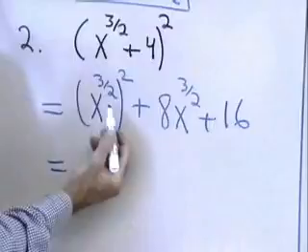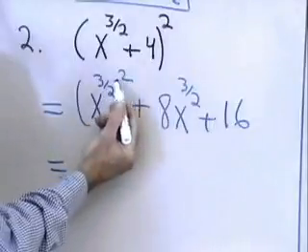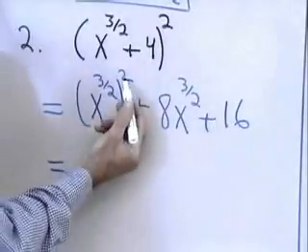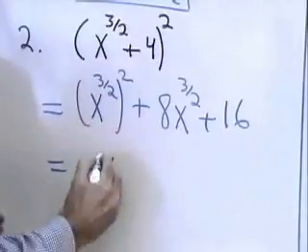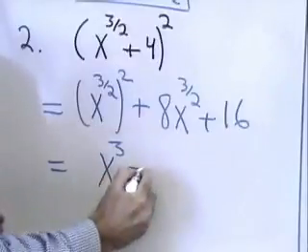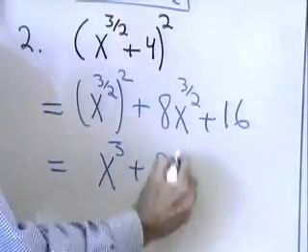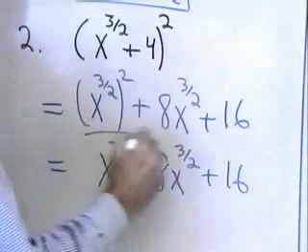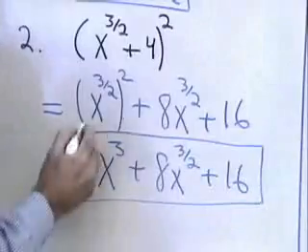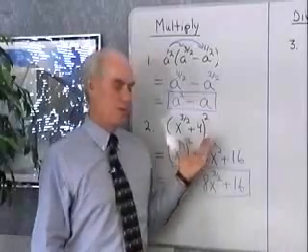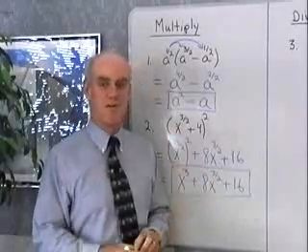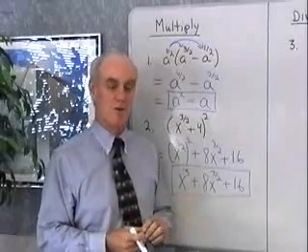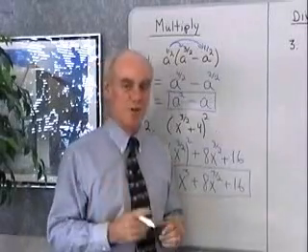Now I can simplify here. x to the 3/2 to the second, I multiply exponents. 2 times 3/2 is going to be just 3. So I have x to the third plus 8x to the 3/2 plus 16. So this is just an exercise in applying our properties that we've had before to expressions that involve fractional exponents. So as you can see, we treat them in much the same way that we treated polynomials.